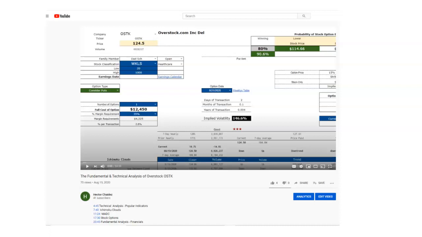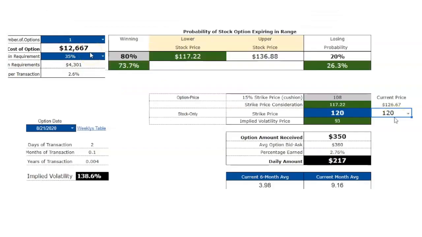In today's video, we are going to do a follow-up on the fundamental and technical analysis of the Overstock.com Corporation. The original video was created on August the 19th, and in the video, we talked about possibly selling options, in particular selling puts, so that you can make money. Let's go over the video.